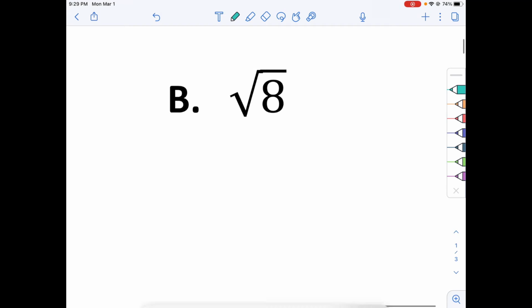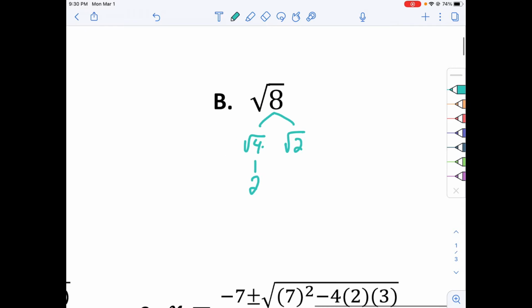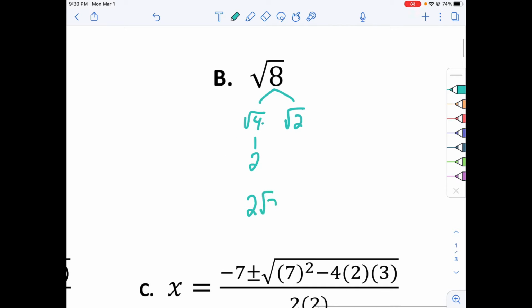Lastly, for this one, we can pull a perfect square out, right? It's the square root of 4. 8 divided by 4 gives us the square root of 2. The square root of 4 becomes 2, so this radical becomes 2 radical 2.